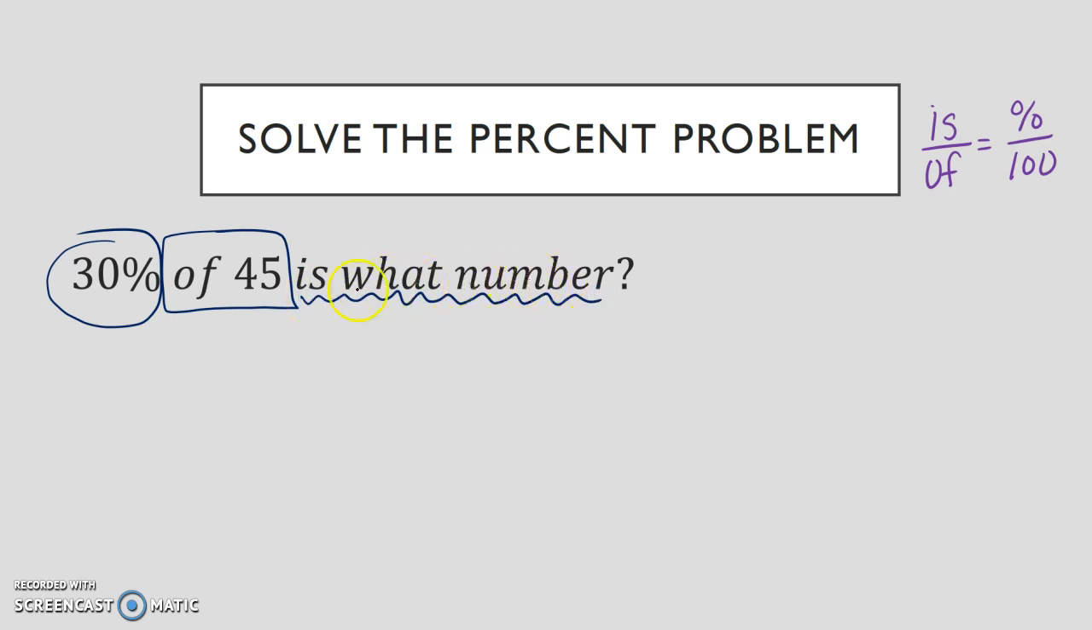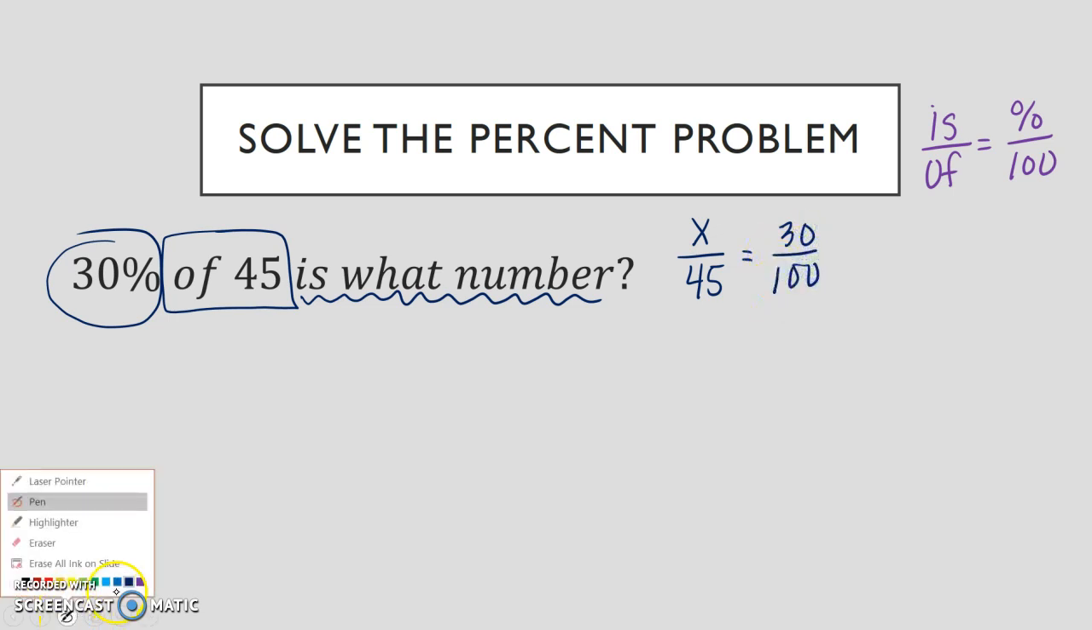It doesn't give me the value. It's asking what that value is. So that's going to be where we put our variable. So if I have is, which is the unknown, it's going to be x over my of, which here is 45. And we're going to set that equal to our percentage, which is 30 out of 100.